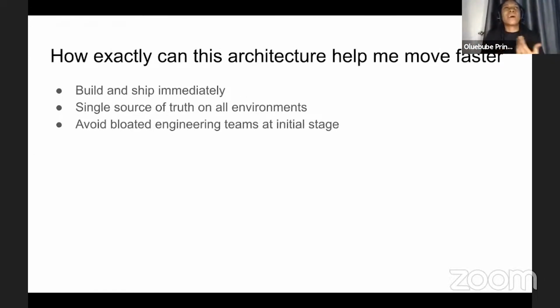wait for days or weeks or months to deliver something to production. So how can this architecture help you move faster? Like I already said initially, you can build something and then ship it immediately. And I've experienced this kind of thing where you deploy something and put it on a staging environment, it works. Put it on another environment, it works. And then when it goes to production, it doesn't work for some reason which we don't know about.